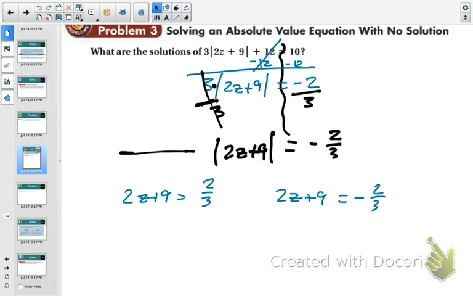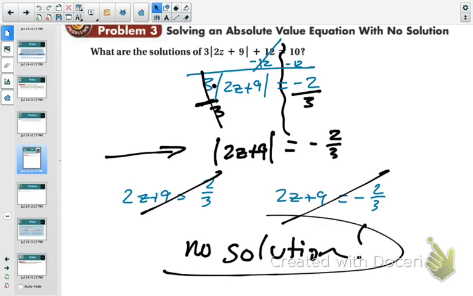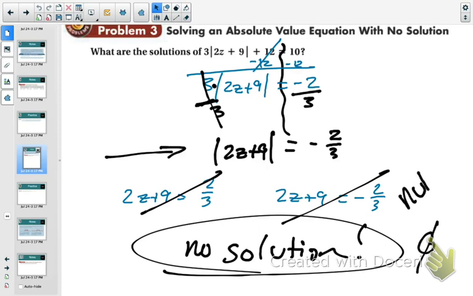So at this point right here, you can just stop and say, we know that this absolute value will never equal negative 2/3. There's nothing you can plug in here, because absolute value is always going to change it to positive. So at this point, you can stop. We're not going to do any of this, because we know it's pointless, because absolute value can't be negative. And we're going to say there's no solution. Okay, or you can also write the symbol, or you can say null set. Any of these things work.